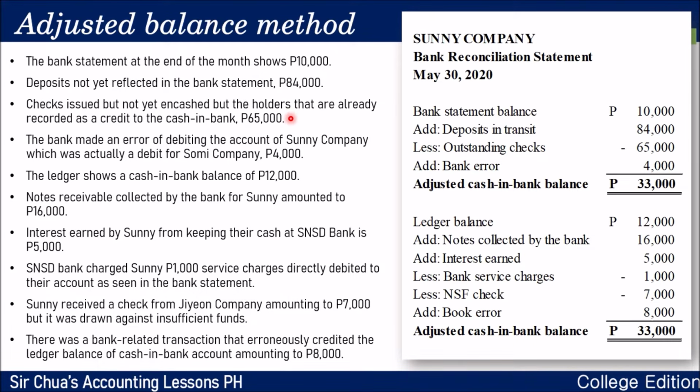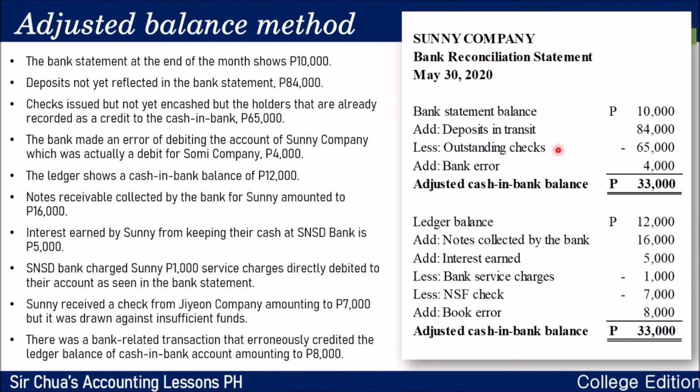Checks issued but not yet encashed by the holders that are already recorded as a credit to the cash in bank, 65,000. Parang may mali po ako grammatically, sorry po. Ibig sabihin lang po nito is checks po na na-issue pero hindi pa po siya napapa-encash or nape-present ng holder sa bangko para makuha na nila, or hindi pa po napapa-check deposit at hindi pa po nababawasan yung company sa kanilang account, 65,000. So, outstanding check po yun.